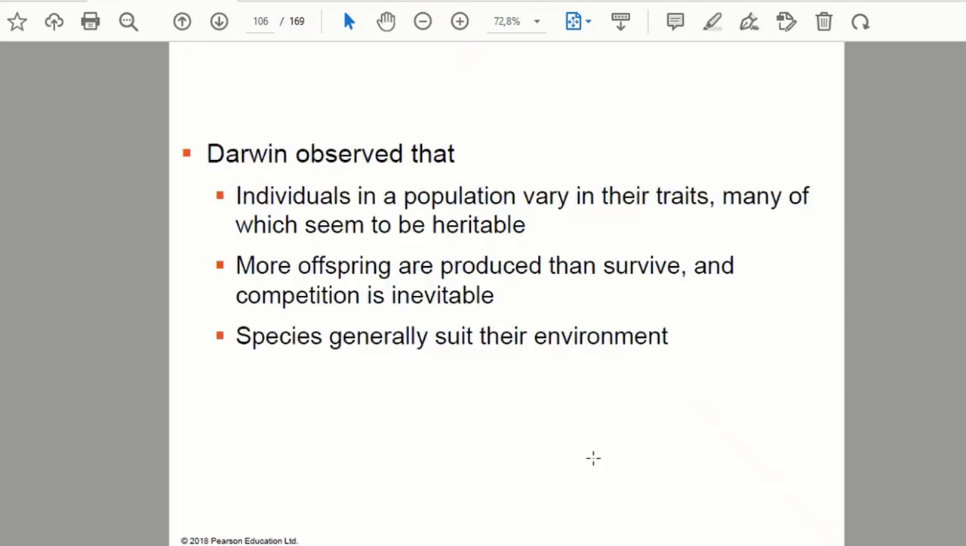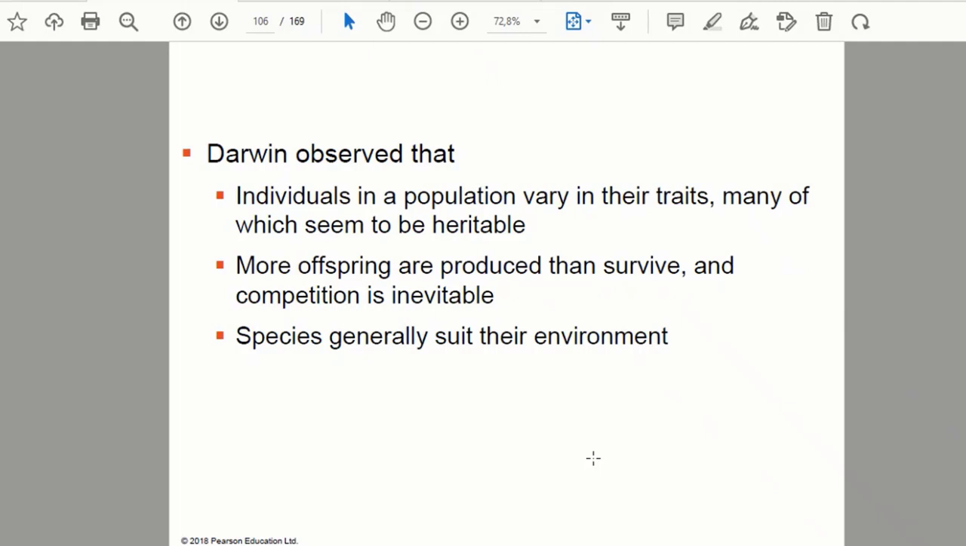Then Darwin observed that individuals in a population vary in their traits, and many of these seem to be heritable. So although we are from the same species, or other organisms which belong to different species, or even different genera, it might be a plant species, it might be an animal organism, they vary in populations, and their populations vary in traits, and many of those traits seem heritable. Heritable just means that they will inherit those traits.